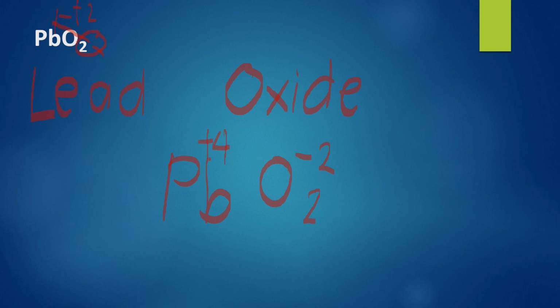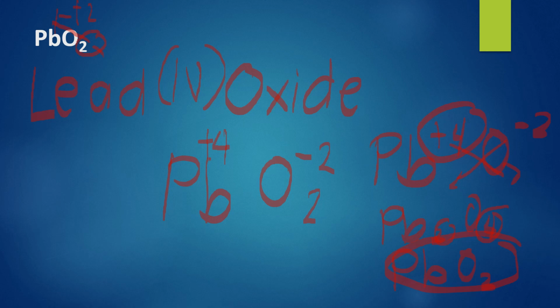Kapag ginawa natin yan, Pb positive 4, then O negative 2, pag bringing down natin in writing, kinriss-cross natin, Pb2O4. Dahil divisible si 4 at si 2, pwedeng ma-lowest term. So, magiging PbO2. Yun ang naging sagot natin. Kaya, ang charge na meron si lead na ginamit ay 4. Our answer in naming this is lead 4 oxide.